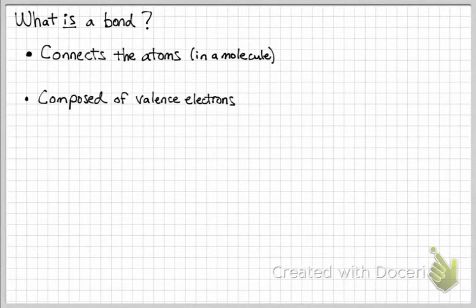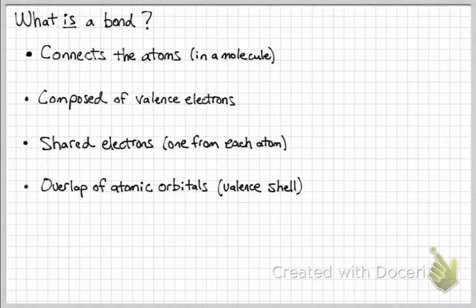More specifically, you said that it was composed of valence electrons, so the bond is made up of valence electrons from those atoms that they're shared. The electrons in the bond, and these are covalent molecules, so these are shared electrons. Specifically, one electron from each atom. We've only dealt with 2 electron bonds so far, so that makes a lot of sense.